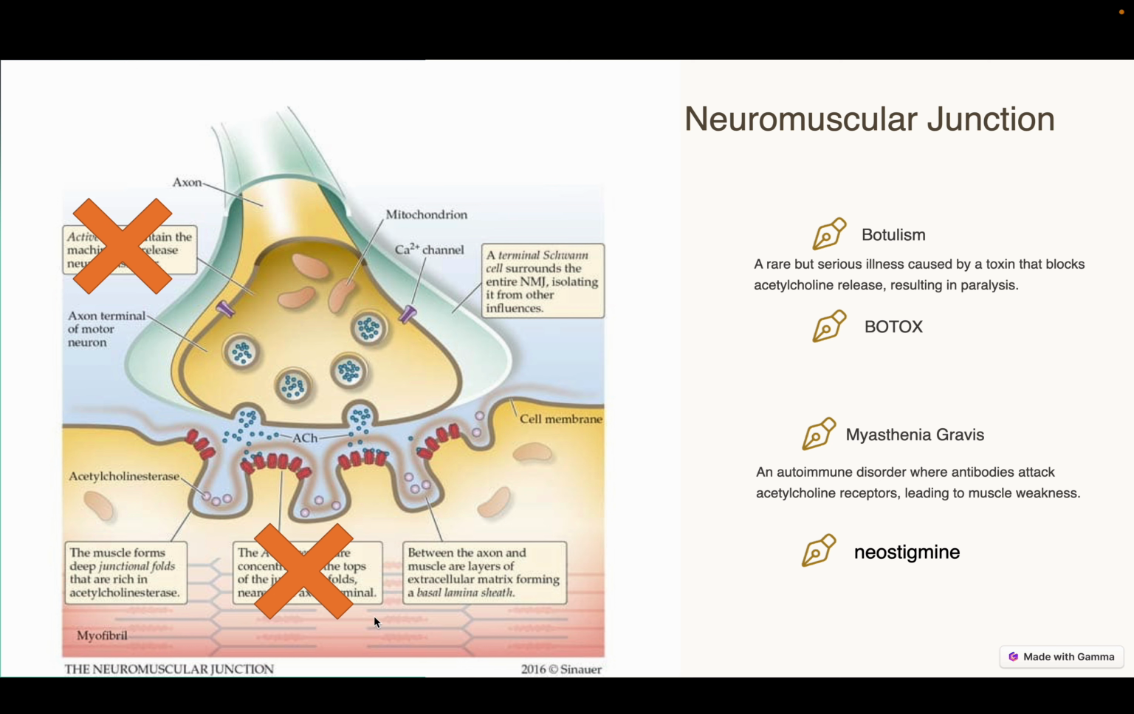Fortunately, there is a drug, an inhibitor of acetylcholinesterase, which is the enzyme that degrades acetylcholine, called neostigmine, and it allows the acetylcholine to stay longer in the synaptic cleft.